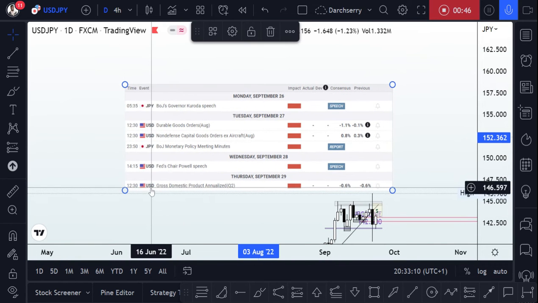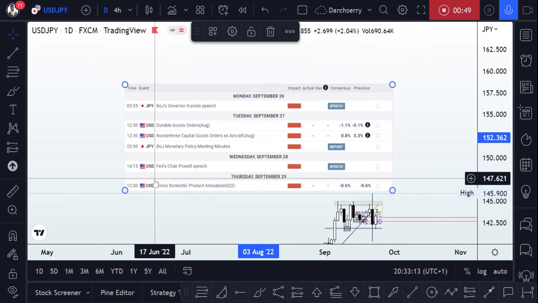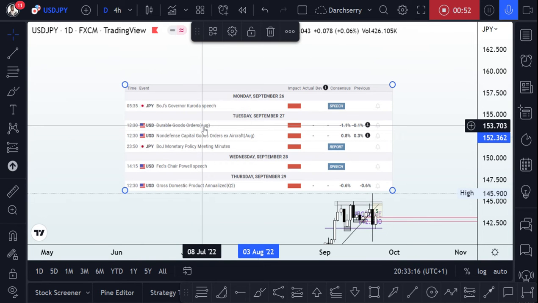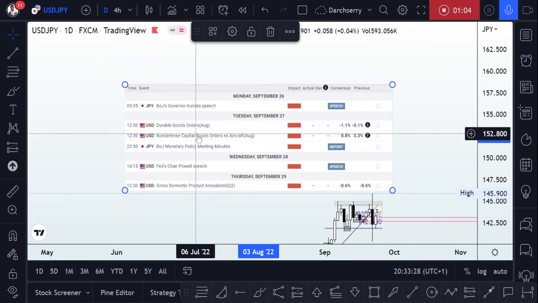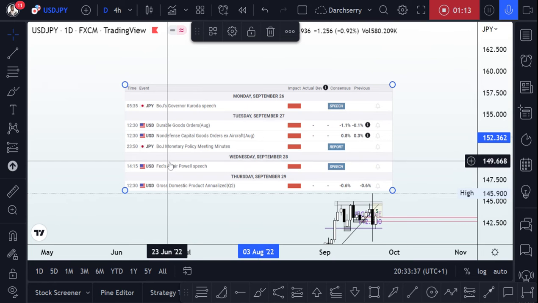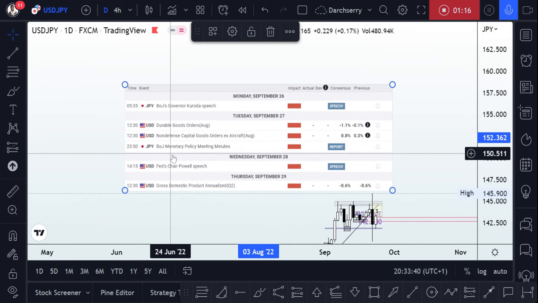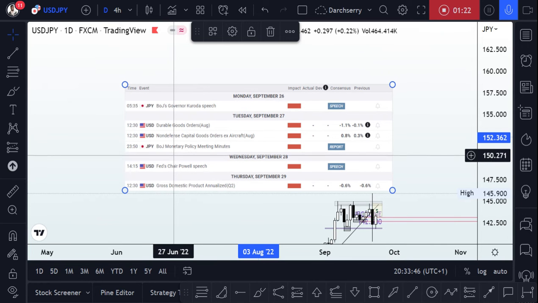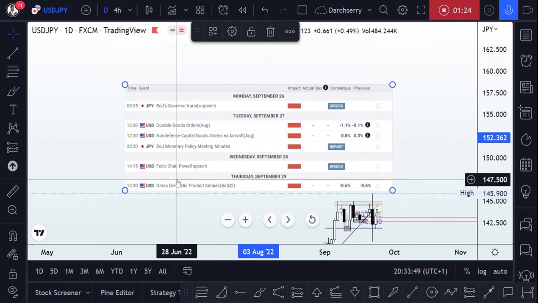Now, if we look at the economic calendar here, we have events coming up on Monday, Tuesday, Wednesday, and Thursday. On Monday, most importantly, we have the Bank of Japan's governor speech. That's the first hours of the trading week. Then on Tuesday we have durable goods orders for the US, non-defense capital goods as well, and the monetary policy for the Bank of Japan. Then on Wednesday we have the first chairman speech, and on Thursday we have the gross domestic product annualized for quarter two.